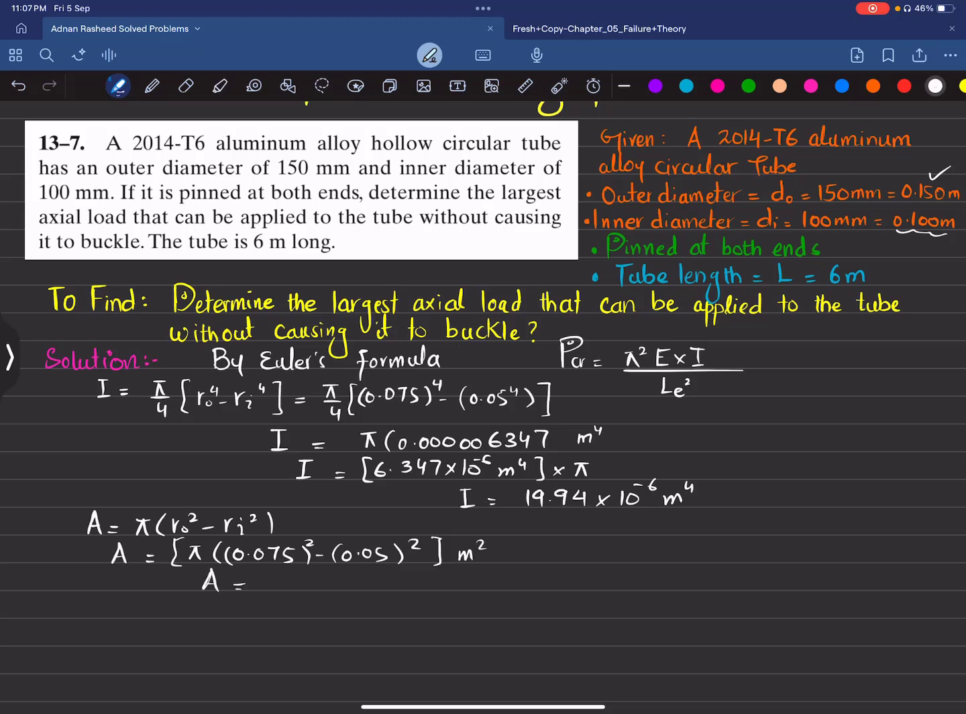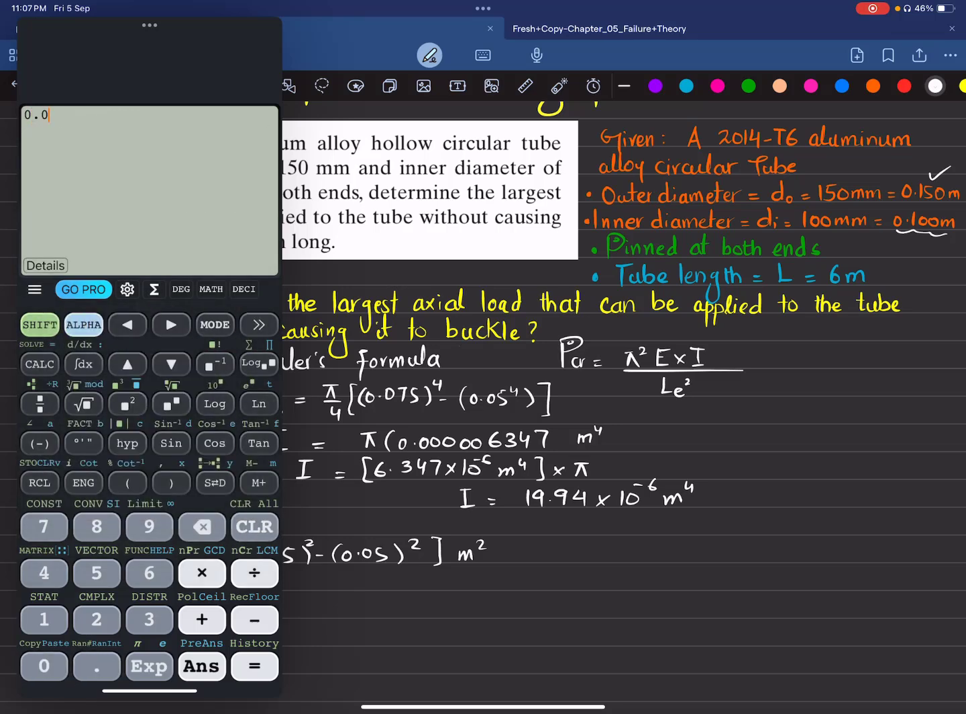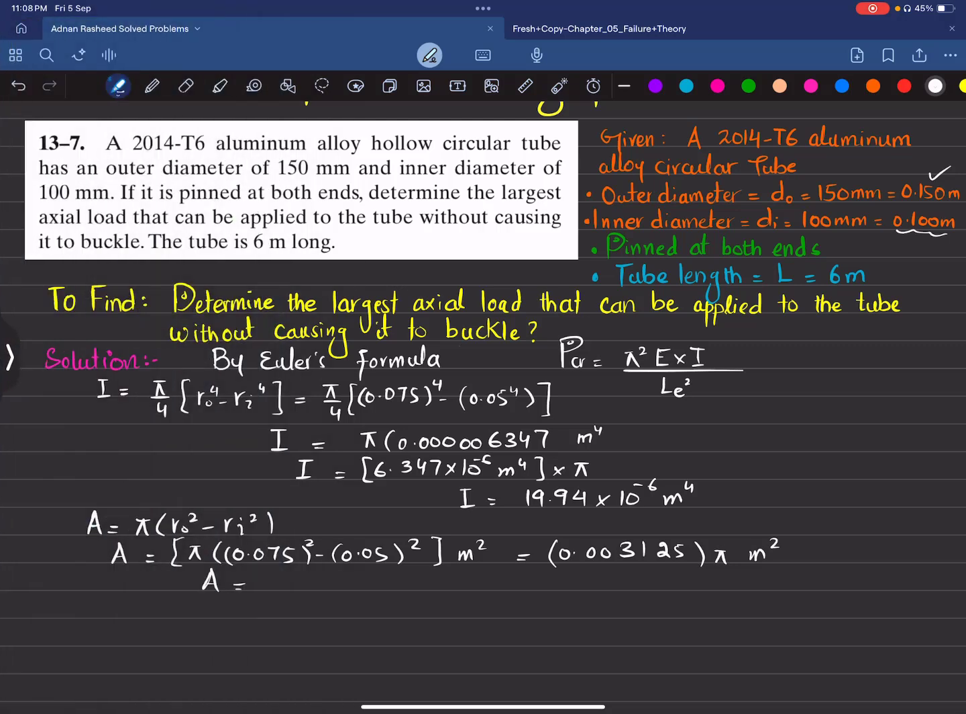A is equal to 0.075 square minus 0.05 square, that is 0.003125 multiplied by pi, and the unit will be meter square. We can also write this area as 3.125 into 10 raised to power minus 3 multiplied by pi, and the unit will be square meter.